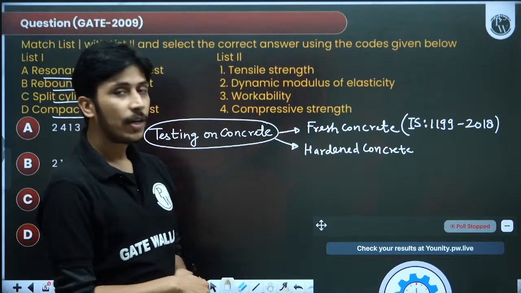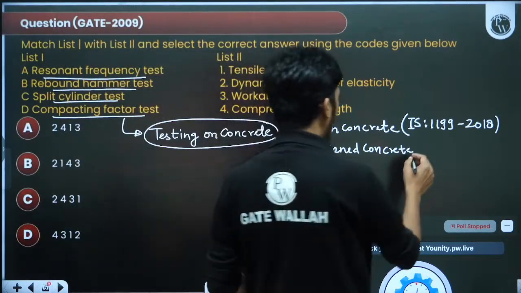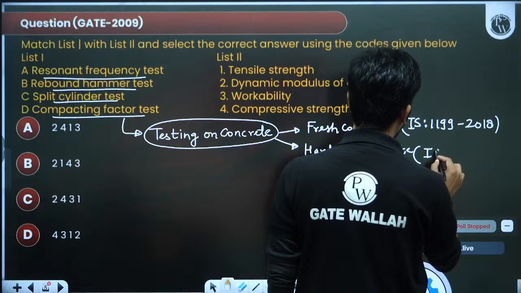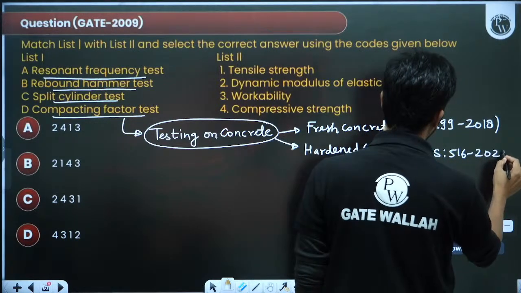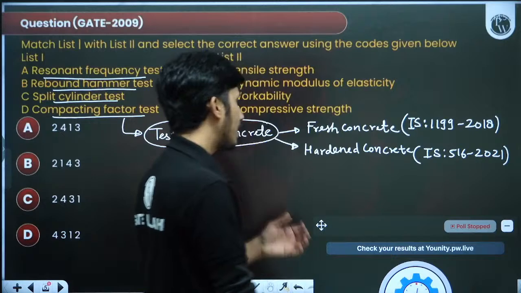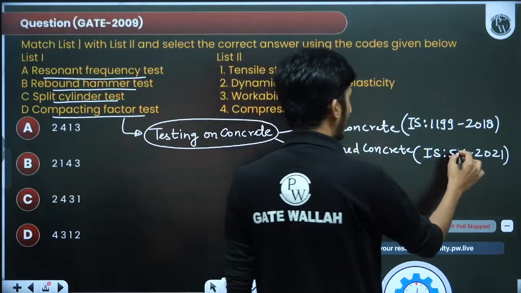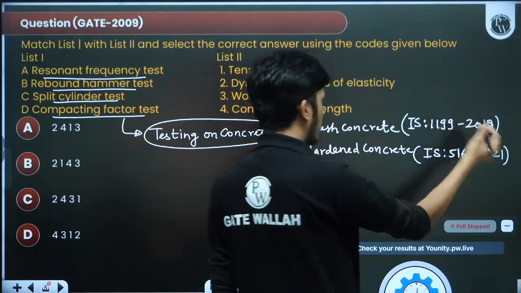Now for hardened concrete, the code is IS 516. Some of the students were saying it also, but they were not giving the correct year. The correct year for 516 is 2021. In 2021 it has been revised. Most of the codes have been revised after 2000 or from 2000.